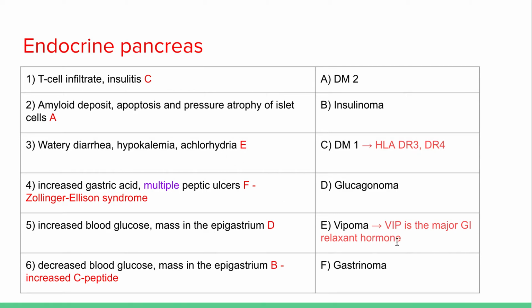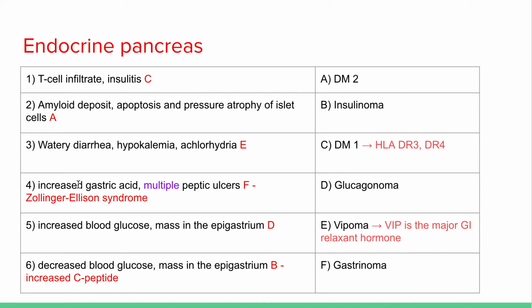So we're going to see a bunch of different neuroendocrine tumors in this slide, like insulinomas, glucagonomas, VIPomas, gastrinomas. Specifically, this one with the watery diarrhea tells you that's a VIPoma because VIP is the major GI relaxant hormone. So it relaxes the gut, and you get profuse watery diarrhea. And the hypokalemia and achlorhydria follow.